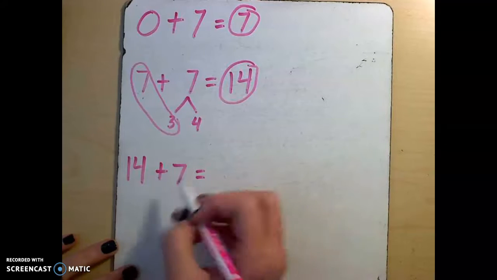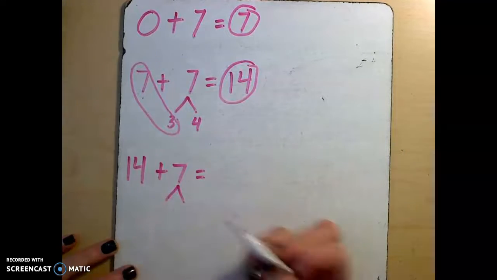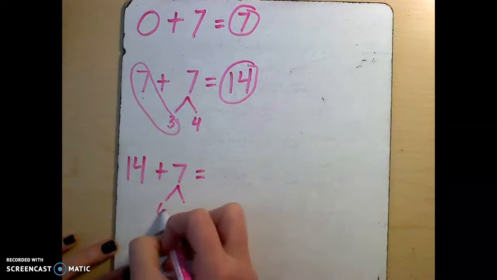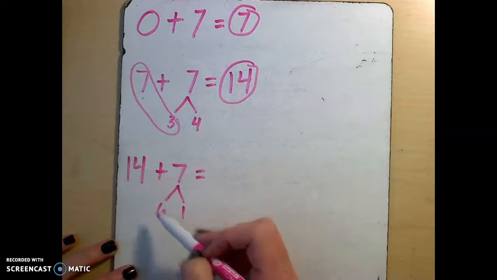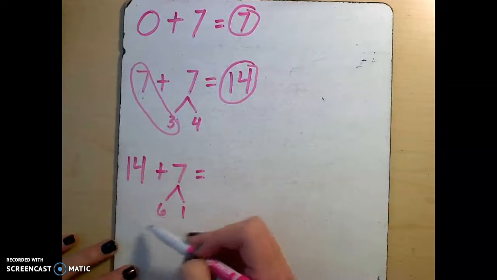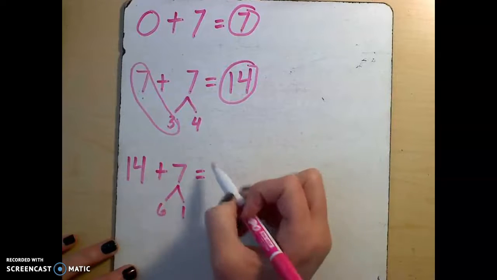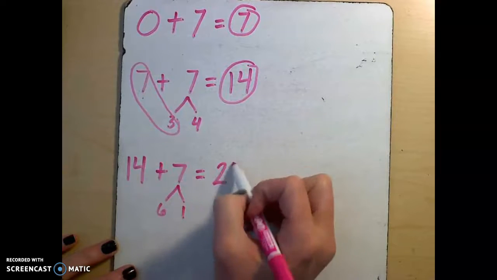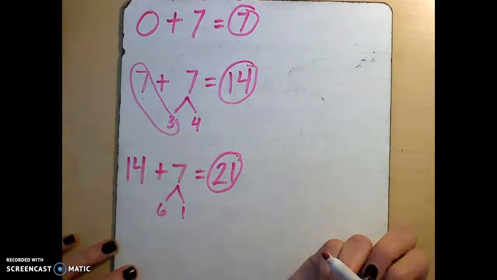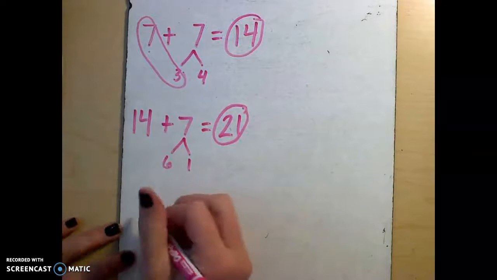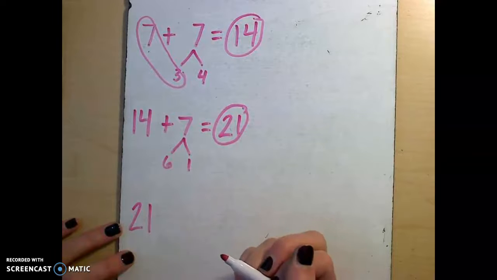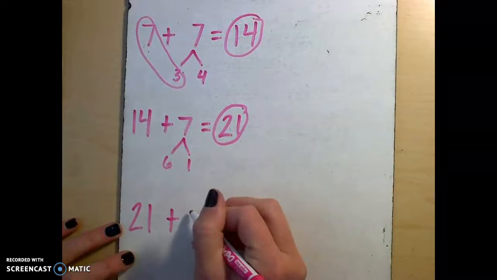If I'm going to break this down, I'm going to break my 7 into a 6 and a 1. And I'm doing that because I know that 4 and 6 is 10. So that gives me 20 right here, which gives me 20 plus 1, 21. That's my third. Then I'm going to take my 21. I'm going to add another group of 7.